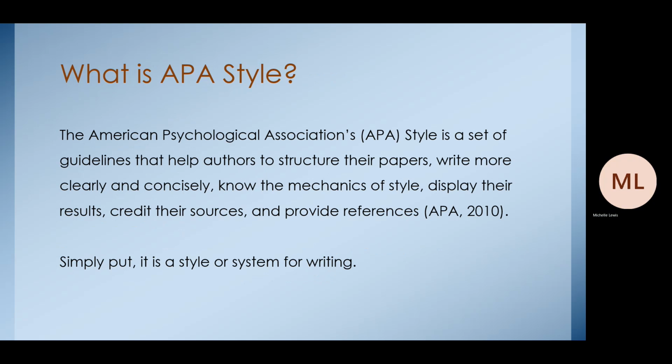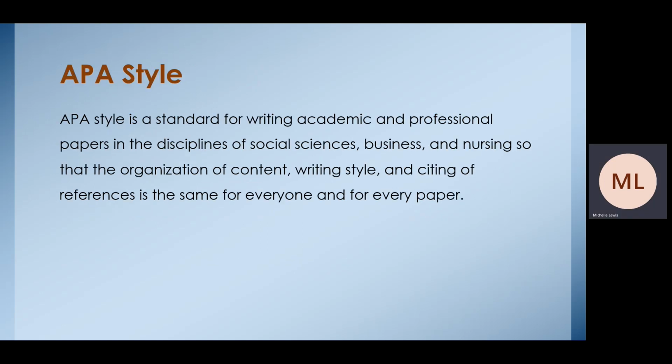What is APA style? The American Psychological Association's APA style is a set of guidelines that help authors to structure their papers, write more clearly and concisely, know the mechanics of style, display their results, credit their sources, and provide references. Simply put, it is a style or system for writing. APA style is a standard for writing academic and professional papers in the disciplines of social sciences, business, and nursing so that the organization of content, writing style, and citing of references is the same for everyone.